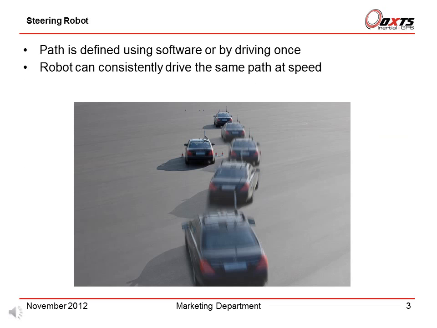Let's continue looking at the steering robot. The steering robot is defined by a path that is coordinated into a software or by driving once. Cones can be placed by driving the vehicle slowly along. The steering robot can consistently drive the same path at speed.